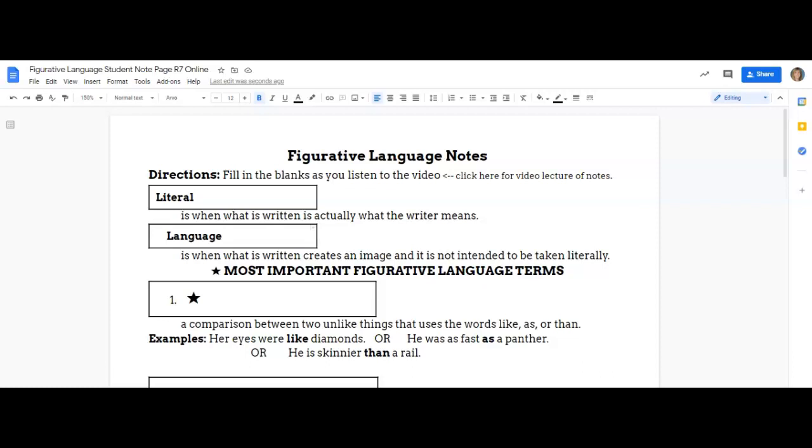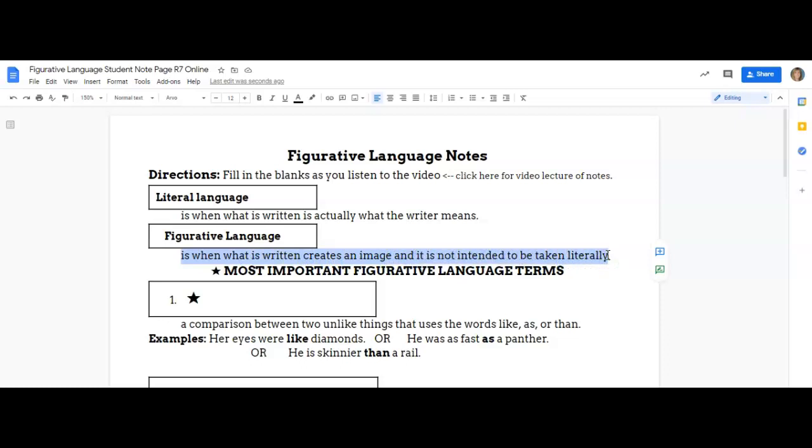So the first terms are literal language and figurative language. This first one should be literal language, L-A-N-G-U-A-G-E. And the one that goes here should be figurative. The difference between figurative and literal language: literal, when you say what is written is actually what the writer means, whereas figurative, you might be using certain language to create an image, and it may not be intended to be taken literally.